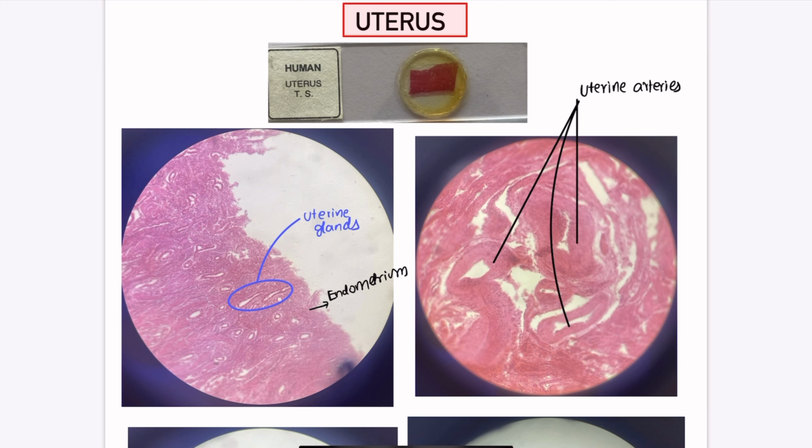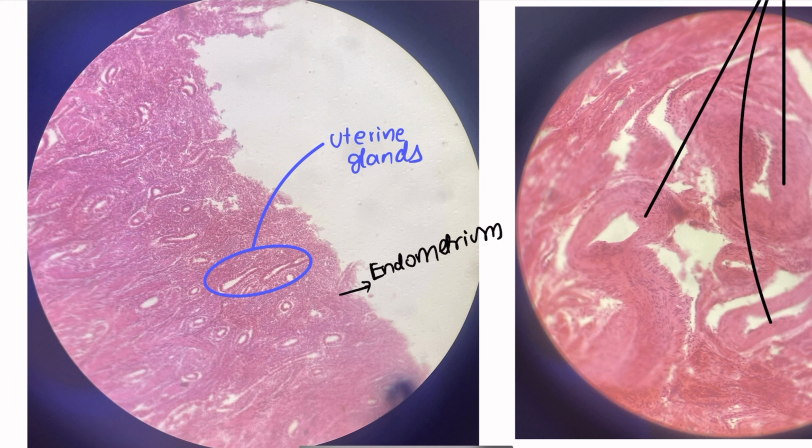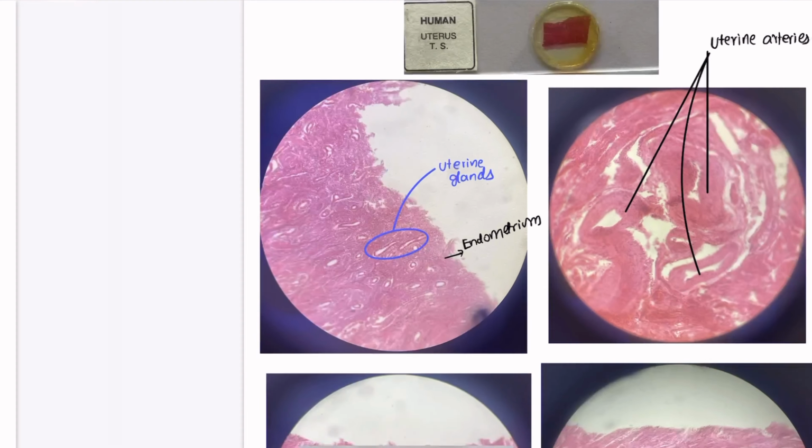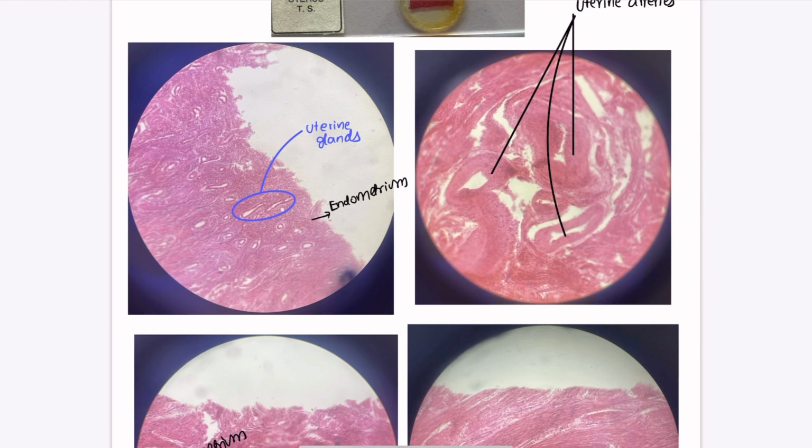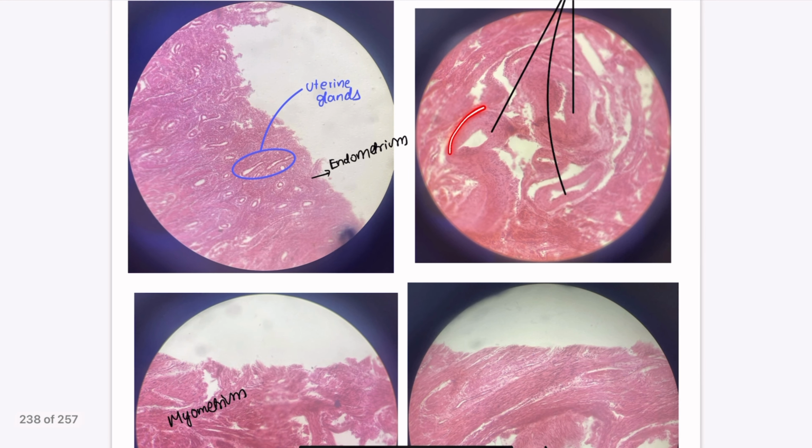Coming back to the slide, when we focused uterus on 10x, we can see that these are the uterine glands and this is the endometrium lining, which is the simple columnar epithelium, and we can very well appreciate these uterine glands which are not tortuous. So we can say that this uterus is in the proliferative phase. When we focused it on 40x, we can see the vessels. So these are the tortuous blood vessels.